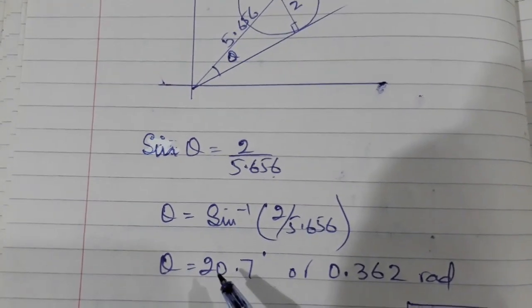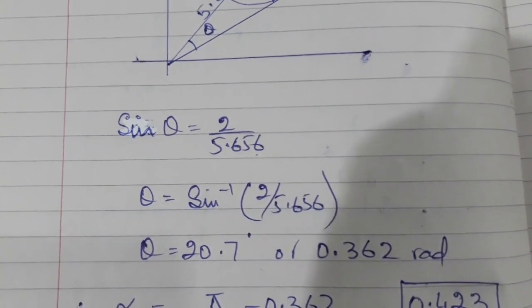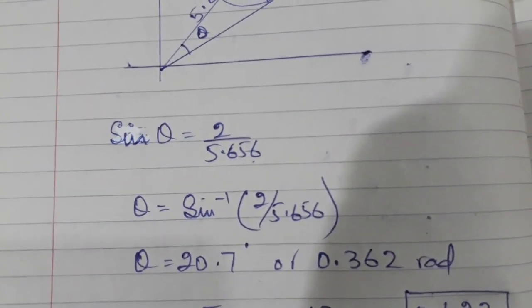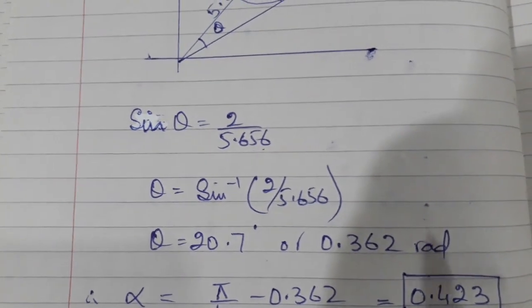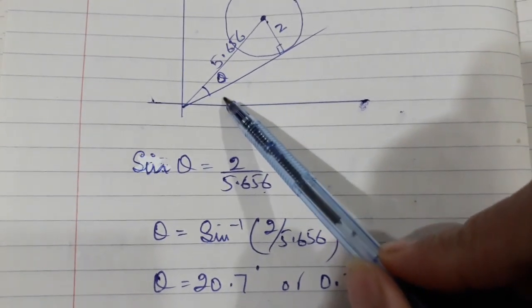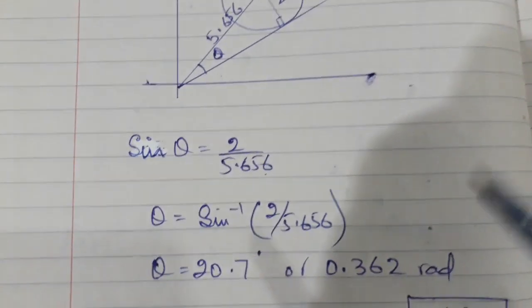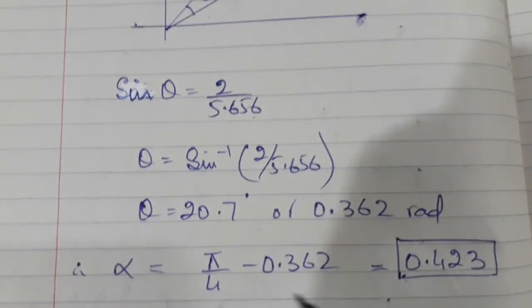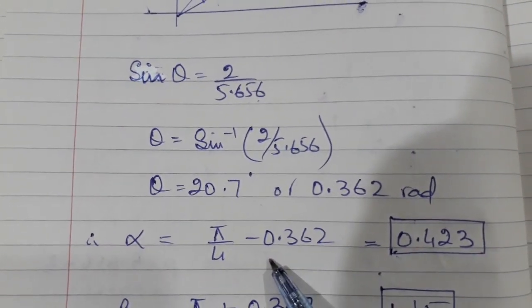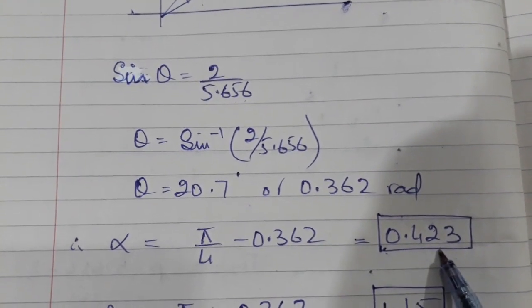Do not get confused about why I write in degrees; there's no need. I should mention radians all the time, but it's just a habit. It's okay, no problem. After getting this theta, I already know this is pi by 4, which we have calculated. If I subtract this angle from pi by 4, I will get my alpha. This is what I have done here: pi by 4 minus 0.362, and I got alpha.